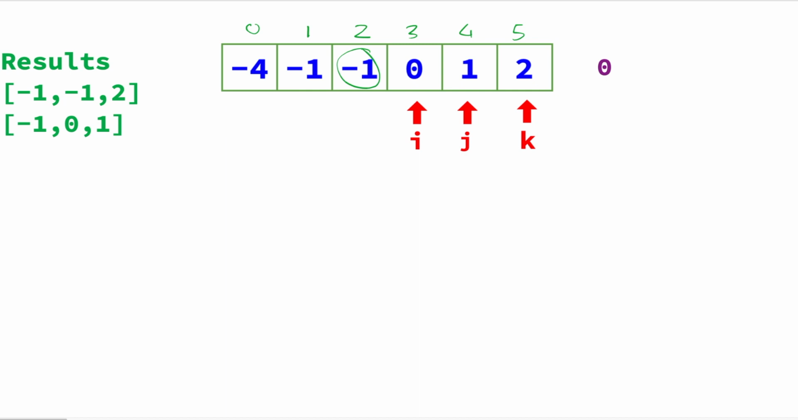But if we add the values up, we get the total of 3, which means that we need to move k one position to the left. But that would mean that k equals j, and that means that we can no longer find any more triplets. At this point, we have scanned the entire array for triplets and calculated the results.